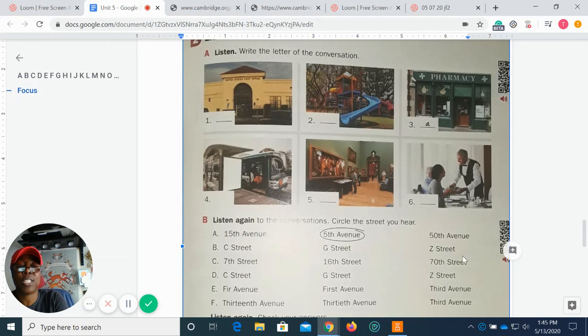C, the conversation took place about 70th Street. Exercise D, they were talking about G Street. Exercise E, they were talking about 1st Avenue. And exercise F, they were talking about 3rd Avenue.